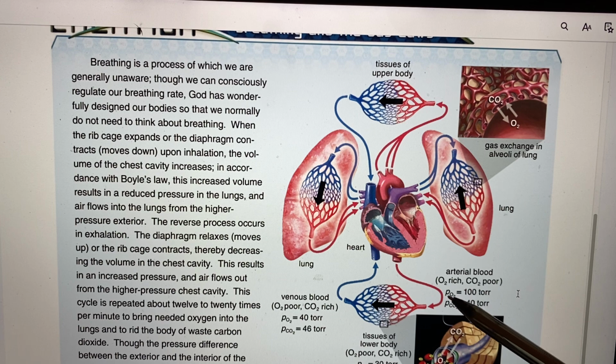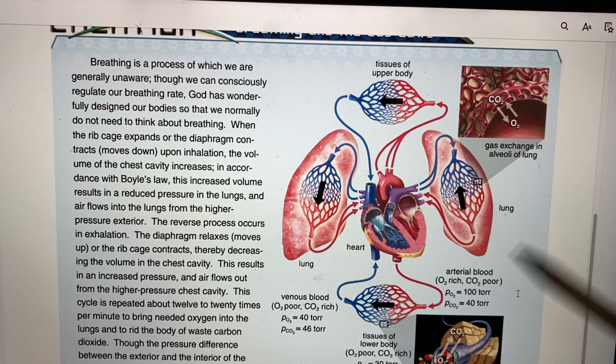So basically the oxygen is flowing in, as for pressures, to the oxygen-poor blood, and the carbon dioxide is only 40 here, so the carbon dioxide is going to go out when the oxygen comes in. When the oxygen goes out, the carbon dioxide comes in. So in the tissues of the body, this is how we breathe.